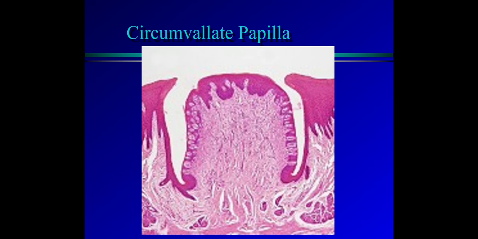This is a section passing through the posterior part of the tongue, showing the circumvallate papilla. Here this is the circumvallate papilla with the stratified squamous non-keratinized epithelium. It may be parakeratinized. Here this is the wall of the circumvallate papilla with a number of taste buds within it. The taste buds are occupying the whole thickness of the epithelium. The circumvallate papilla is surrounded by a groove called the sulcus or the trench.